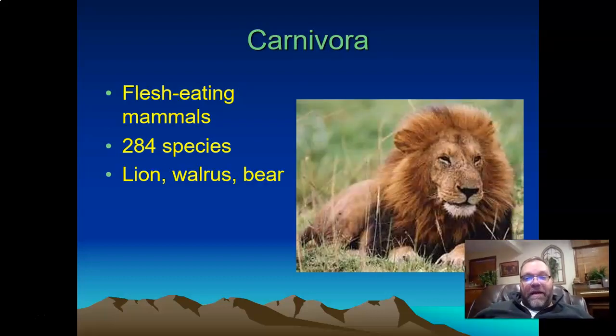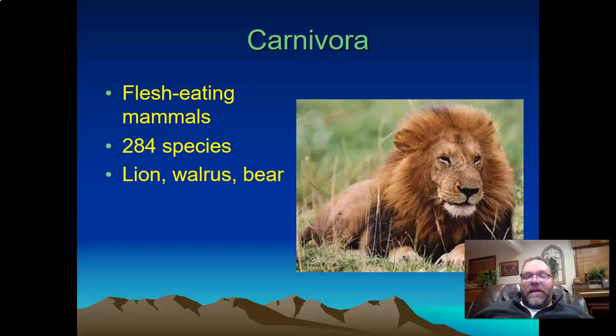Carnivora, flesh-eating mammals. 284 species, lion, walrus, and bear. Every year I get students that will do reports on these different mammal orders, and you're assigned carnivore, and they say, okay, meat eating, and they put down things like shark. Shark is a meat eater. However, shark is not a mammal. Shark is part of Chondrichthyes. Therefore, it does not qualify.